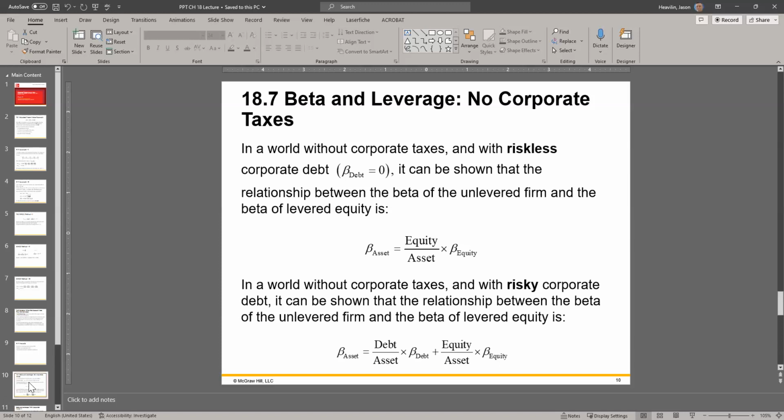So in a world without corporate taxes and with riskless corporate debt, in other words, no risk, beta zero, it can be shown that the relationship between the beta of the unlevered firm and the beta of the equity is this. So beta of assets, that will be like the beta of the entire firm. You can just say equity over assets times the beta of the equity. And the importance here is because we're saying that beta of debt is zero, that assumption. And that is a fair assumption.